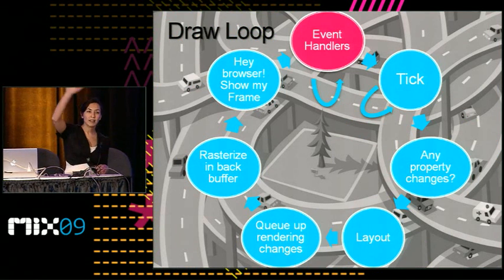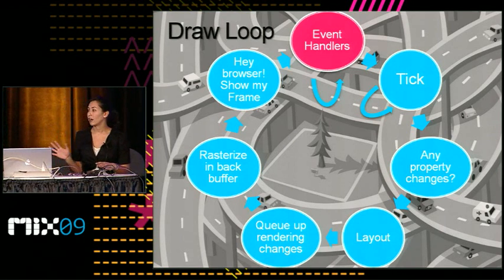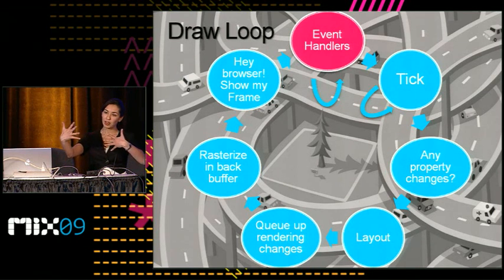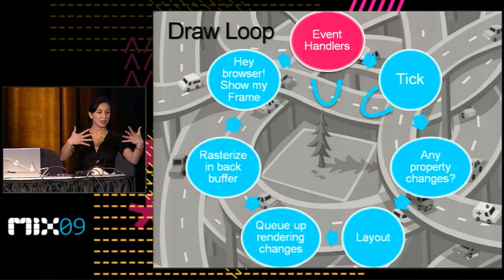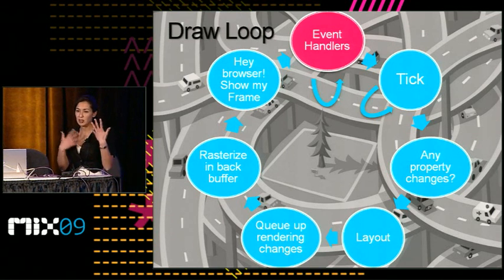So we have this loop, and it looks like a complex loop, but it happens 60 times a second on Silverlight. So the first one is event handlers. Anytime that your user is interacting with the application, they're going to probably incur an event. It's almost like the muscle movements of your application.